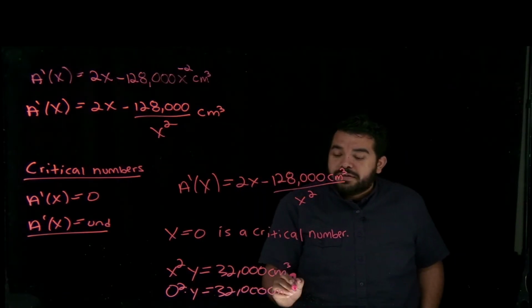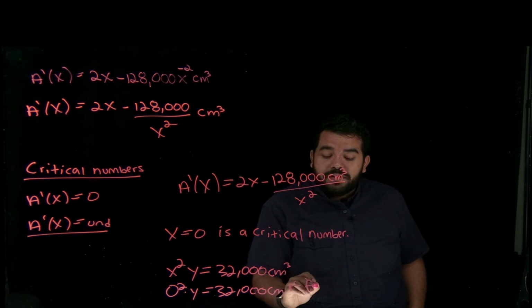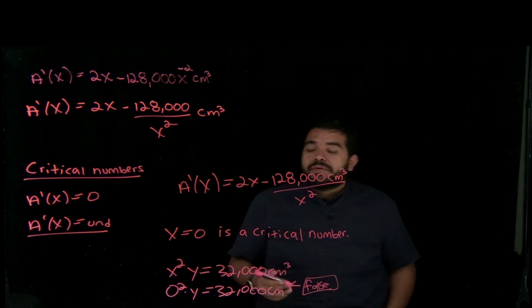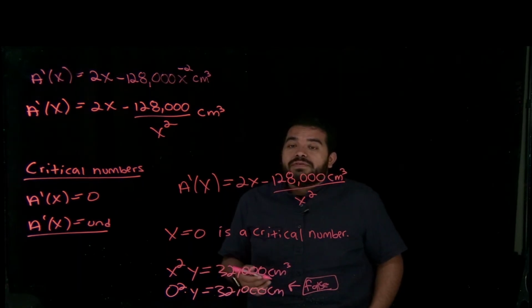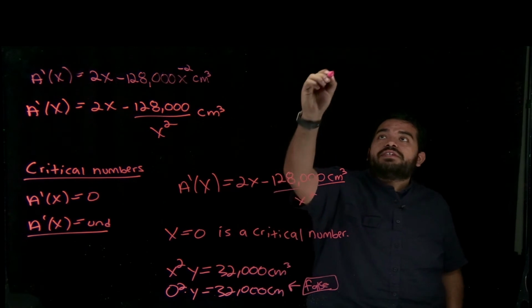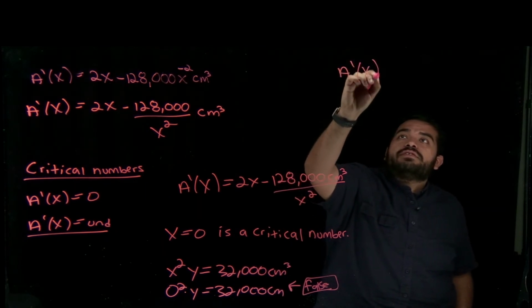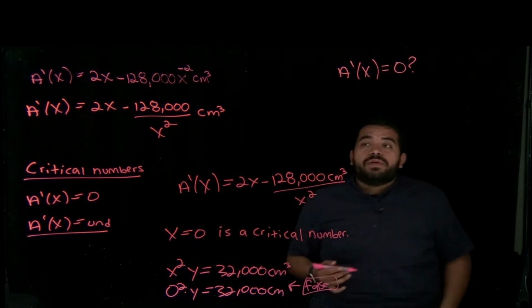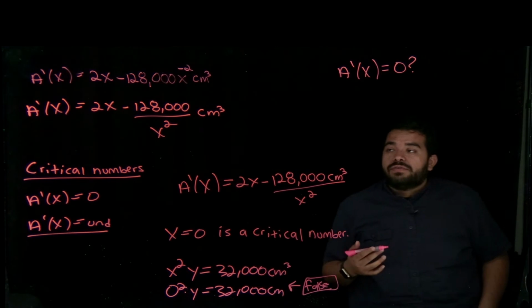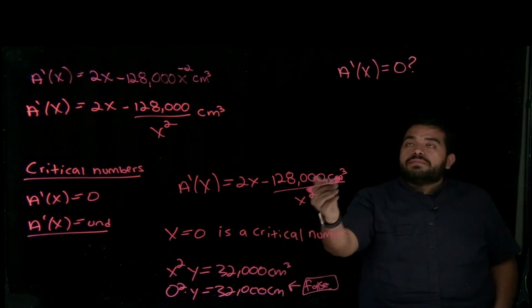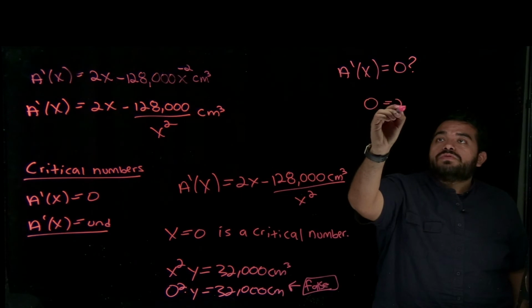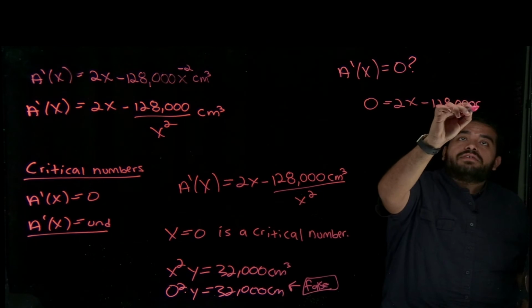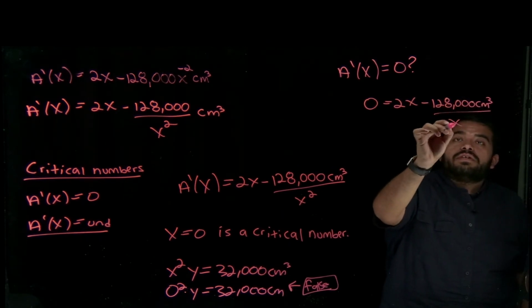So for that reason, we're going to say that this is going to be false. It's going to fail that requirement that we have to satisfy. So for that reason, we're going to go ahead and focus on the other part and try to figure out when this here equals 0. And to find when this is going to be equal to 0, what I'm going to do is just let this equal 0. So that means 0 is equal to 2x minus 128,000 centimeters cubed over x squared.